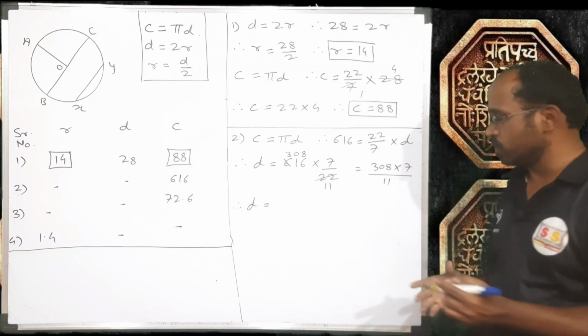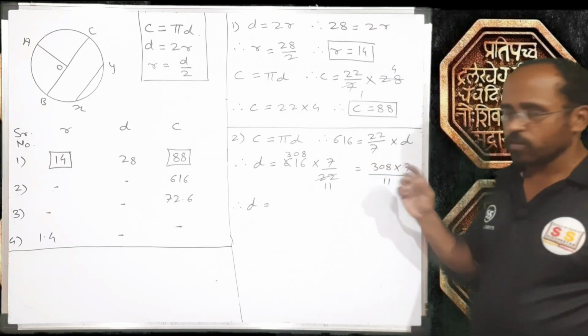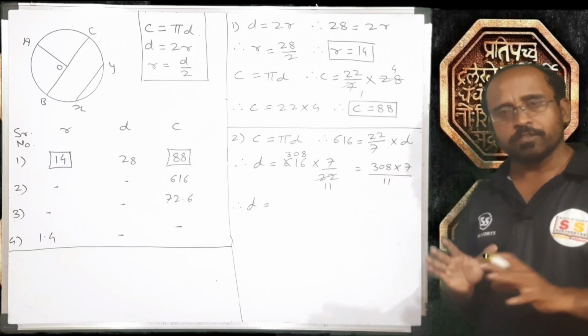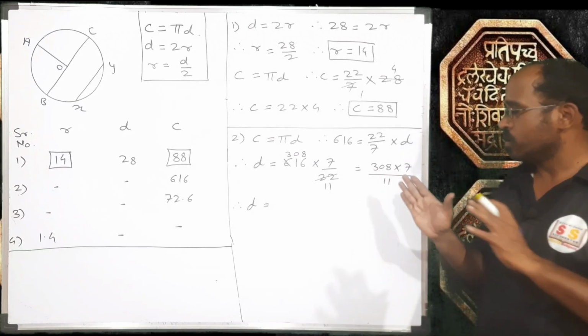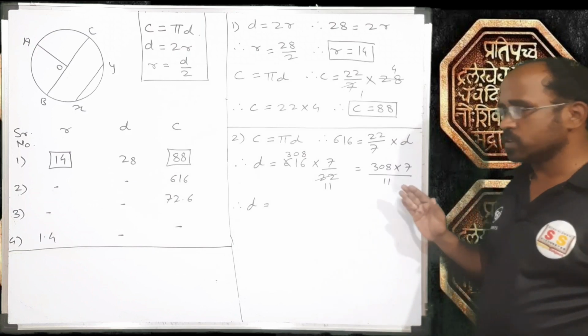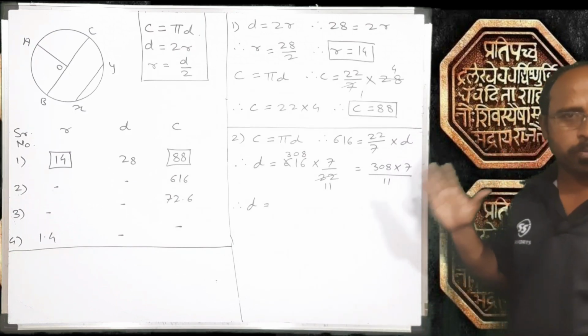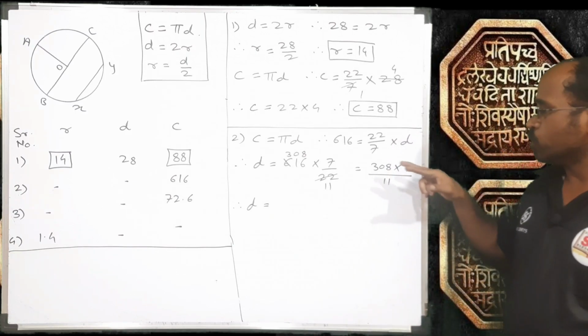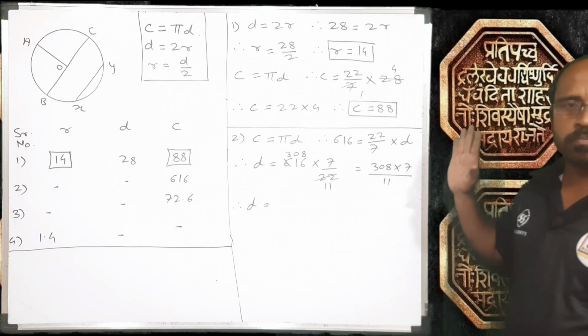If you know the test of divisibility, 8 plus 3 is 11, 11 minus 0 is 11, so 308 is divisible by 11. So let's divide it by 11. Otherwise you just have to try, because there is not any other option rather than dividing. So let's divide 308 by 11.